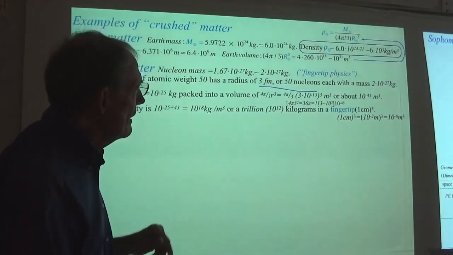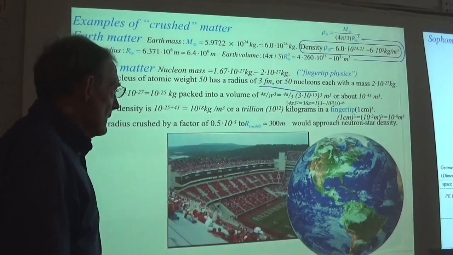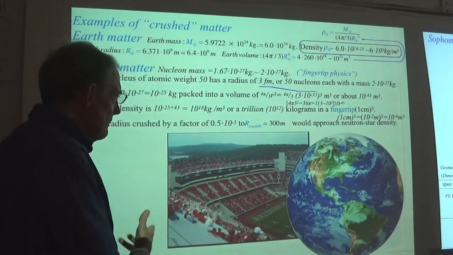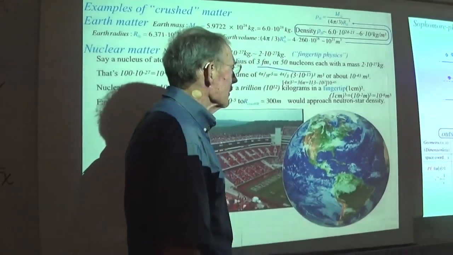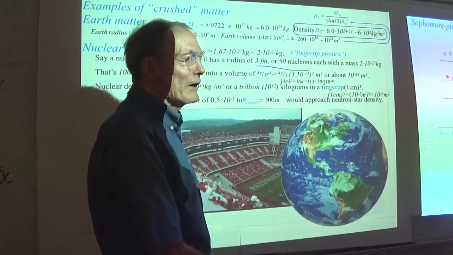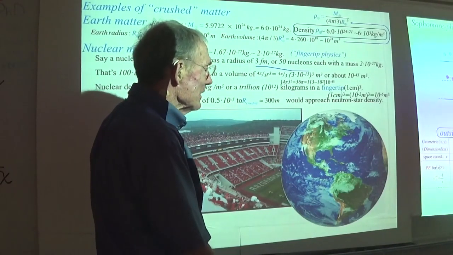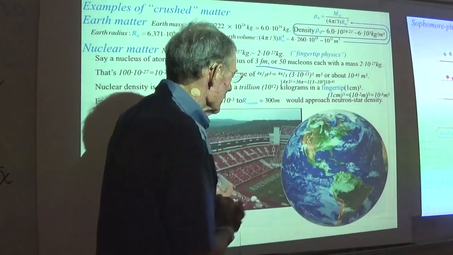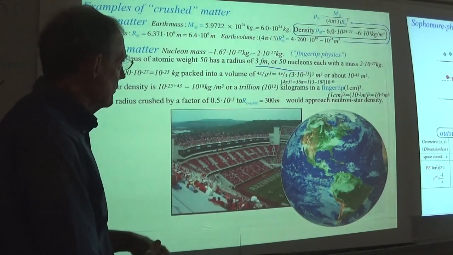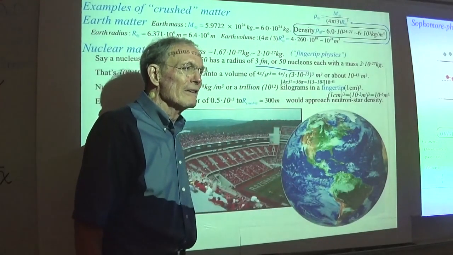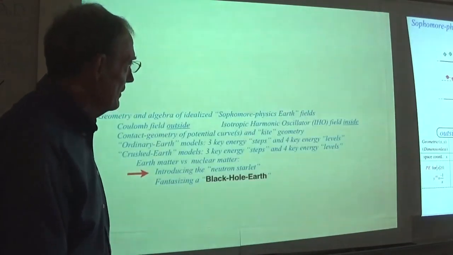Now, how big would the Earth be if it were reduced to nuclear matter? And we just had a football game, and we didn't have that many people this time, but they did pretty well anyway. This is the size of the Earth if it was reduced to nuclear matter. So there's a nuclear Earth, okay? Crush the whole thing to the size of Razorback's stadium. Yeah, that's kind of neat. So we bring it down to 300 meters, a third of a kilometer. All right, well, we're not done here.